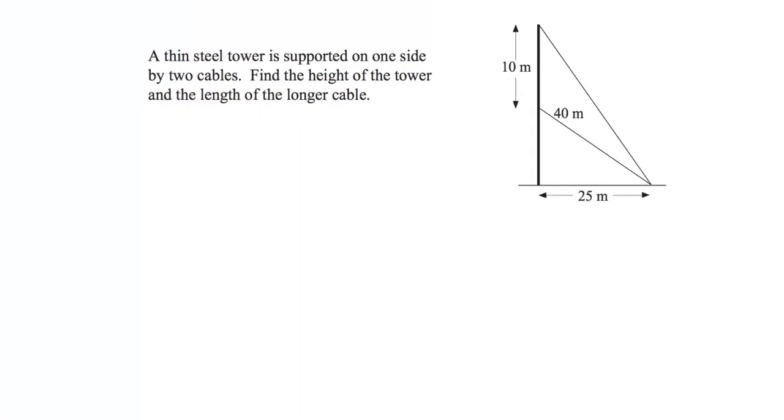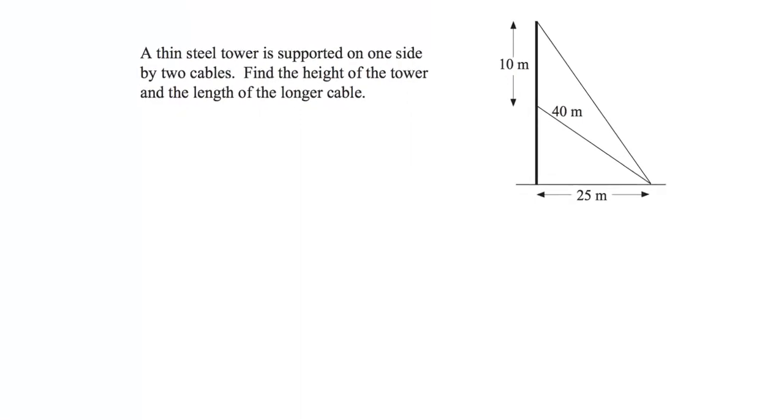Let's try a worded question to finish off. So a thin steel tower is supported on one side by 2 cables. Find the height of the tower and the length of the longer cable. Okay, so let's say that the height of the tower is x. The length of the longer cable is y. We've got to find out those two things. So step 1, start labeling up those sides.